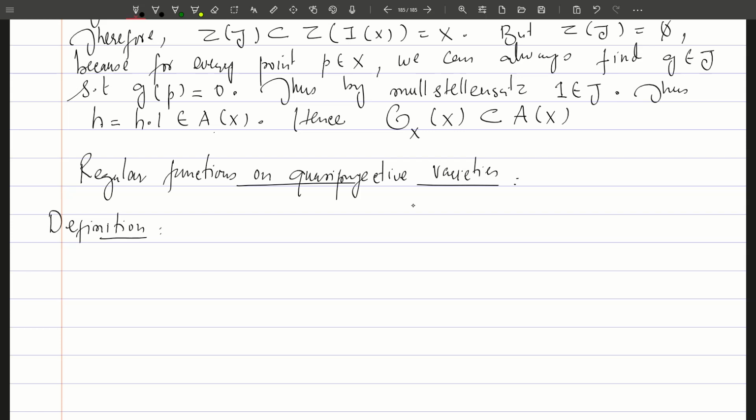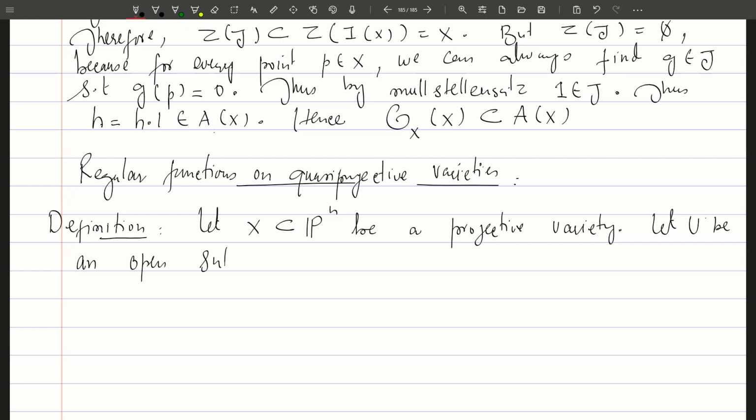Let us take first some projective algebraic set. So let X be a subset of Pn, the projective n-space. Let X be a projective variety. By variety here we mean it is irreducible. So let us take U to be an open subset of X. That means this U is a quasi-projective variety.